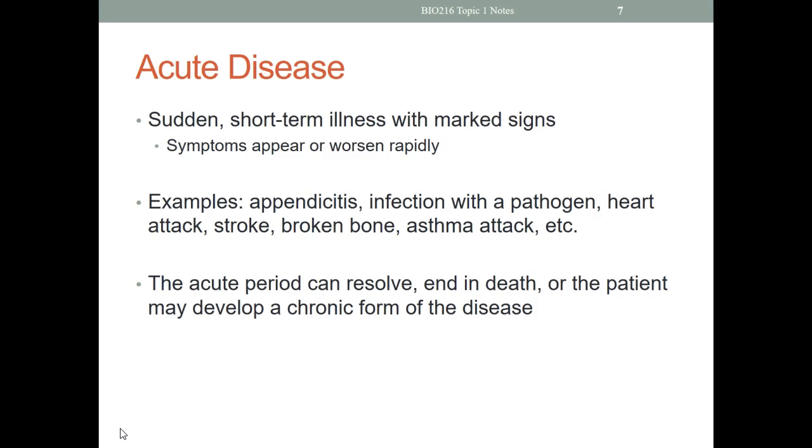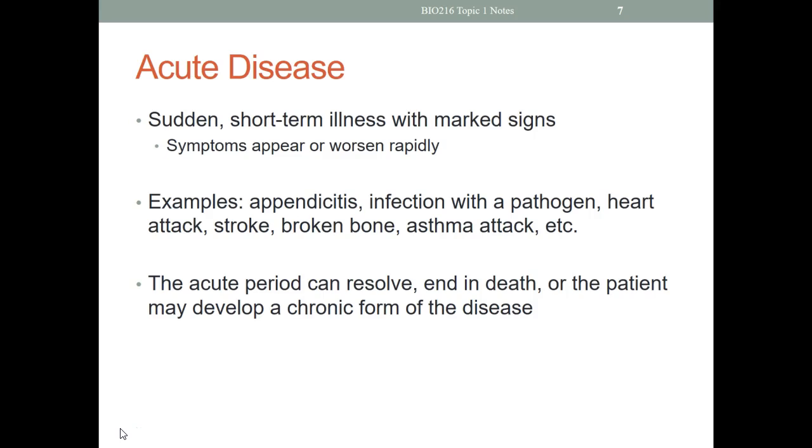Acute disease is a sudden or short-term illness with marked signs. Marked, or the signs are really obvious, if you will. So the symptoms appear or worsen rapidly with acute disease. Some examples of acute diseases would be an infection, appendicitis, a heart attack, a stroke, asthma attack.